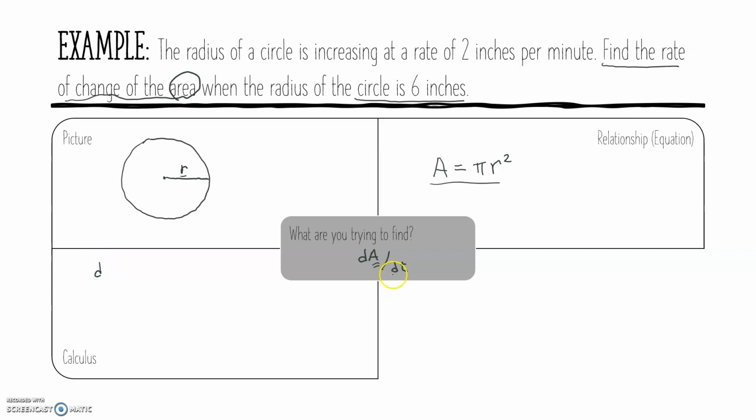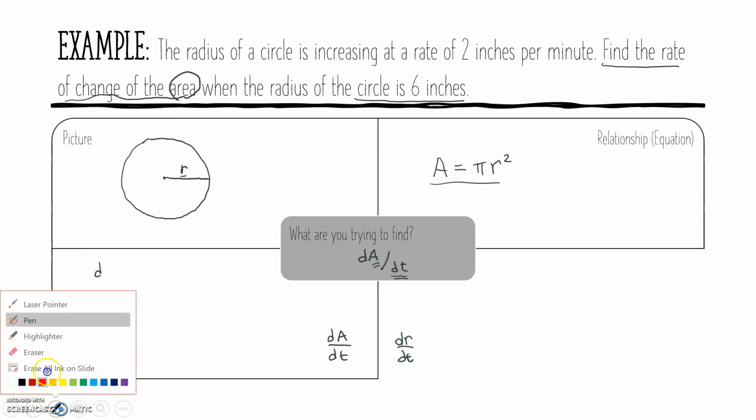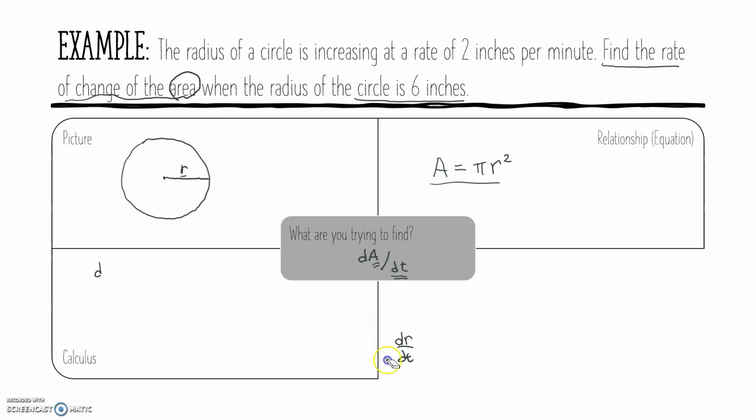But we are going to take the derivative of both sides with respect to time, which means we have to treat every single variable kind of the way we were treating y coordinates. Because the derivative of A with respect to time is dA/dt. The derivative of r with respect to time is dr/dt. So as we're doing this problem, we need to make sure that we treat all of our variables like they're functions of time. So the derivative of A would be dA/dt.